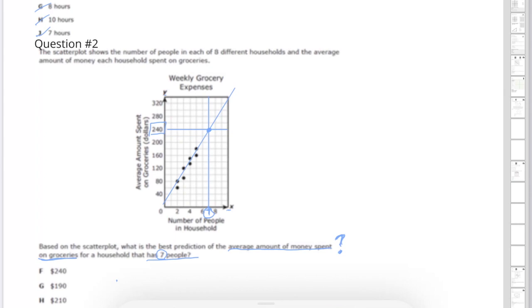So I just need to find that in my answer choices. It says F, 240, G, 190, H, 210, or J, 300. Well, we boxed in 240, so my answer is 240. But let's look at the other answers to see why they cannot work. If I did 190, about right here is where it should have met up, and that's way too low. So 190 can't be the answer. 210 will be right here, which is still also too low. So 210 could not be my answer. And then if I did 300, 300 is way up here, and that's just way too high for my trend line. So 300 cannot be it. So my answer is 240.